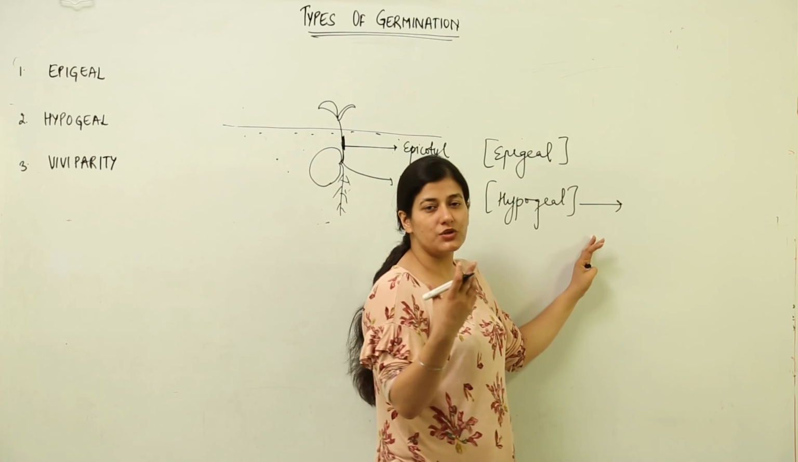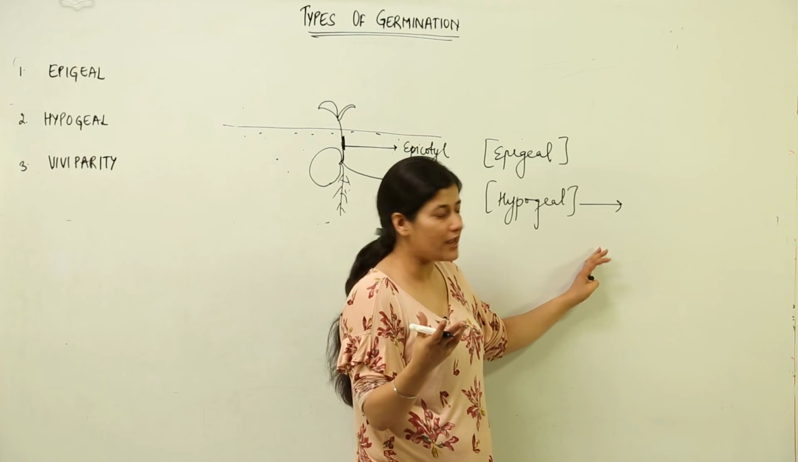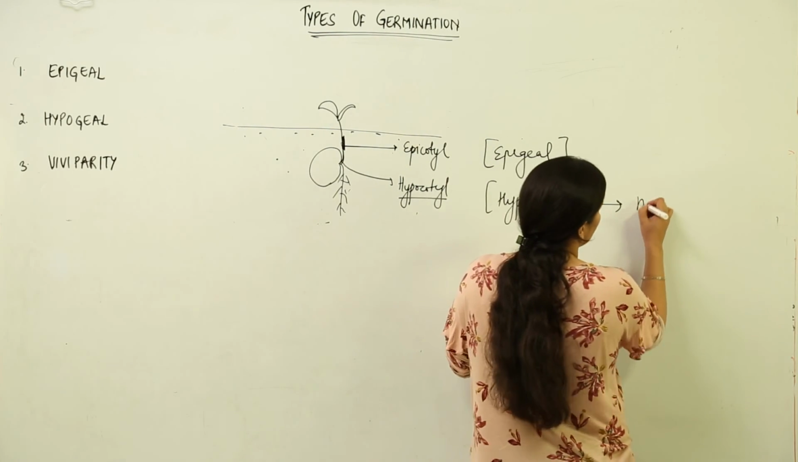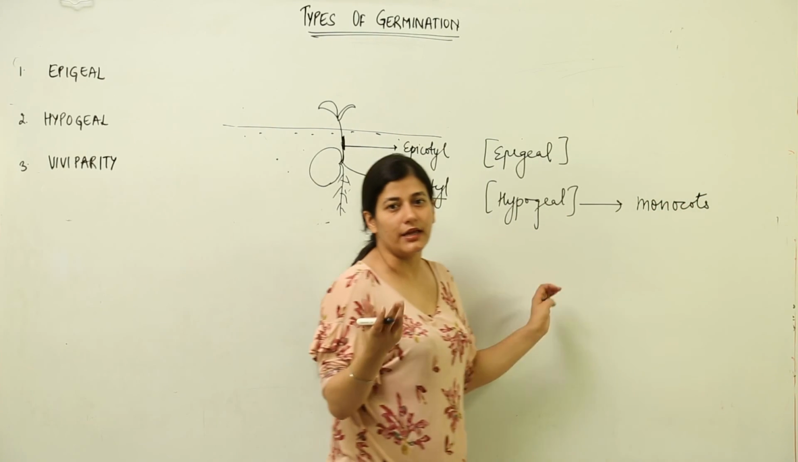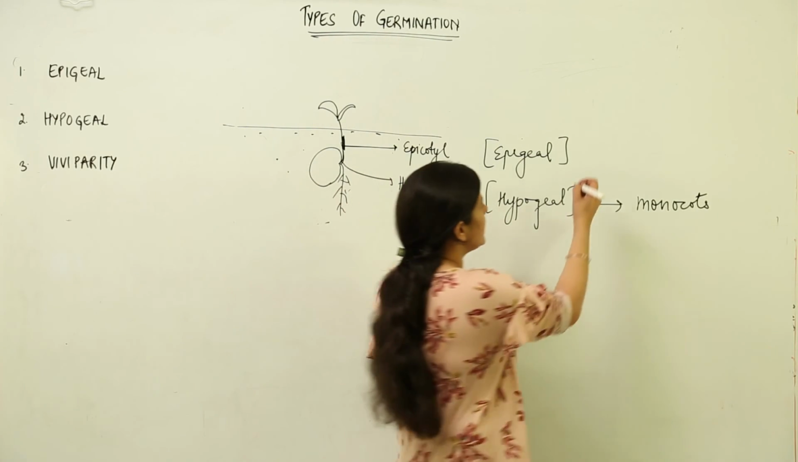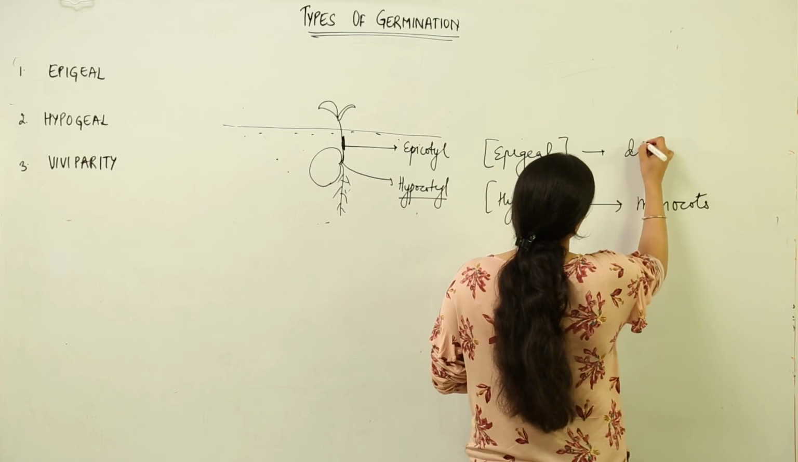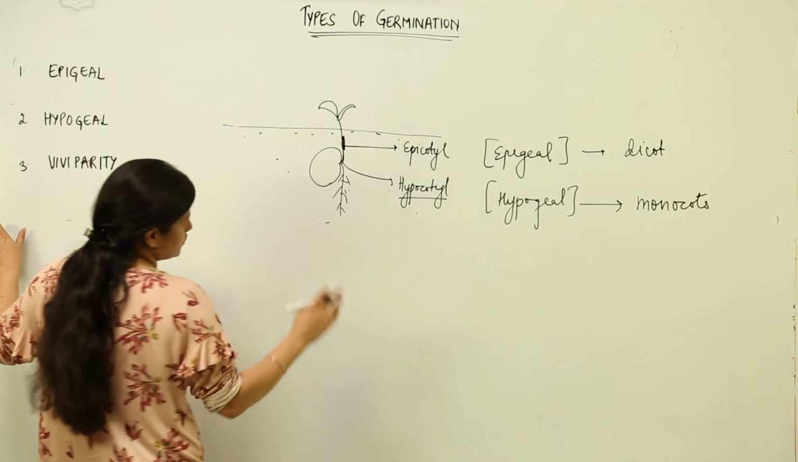Hypogeal growth is useful in conditions of flooding or nutrient-devoid soil. We have hypogeal growth in monocots, or I would say the grasses, and grasses can grow anywhere because of the hypogeal growth that takes place. Epigeal growth is shown by dicotyledonous plants. Now what happens in the case of epigeal growth?